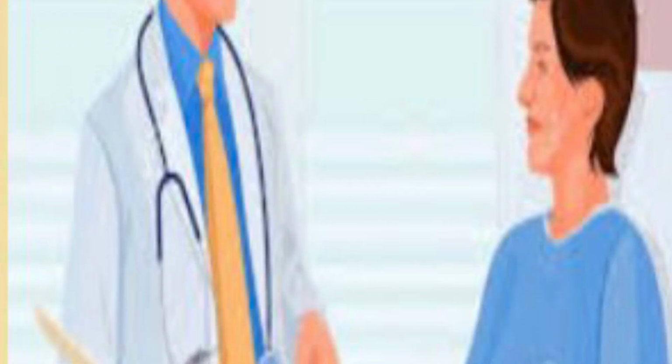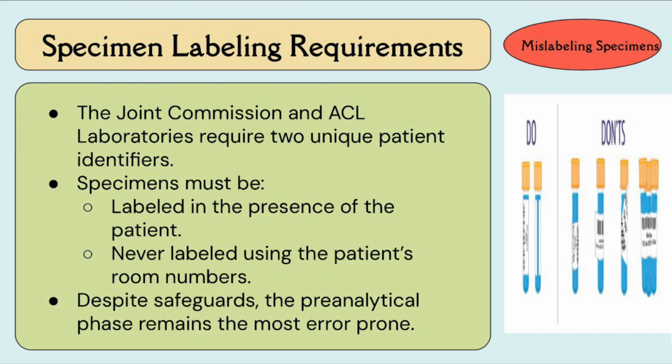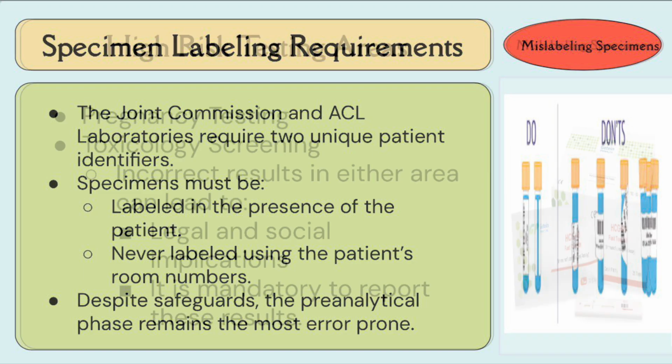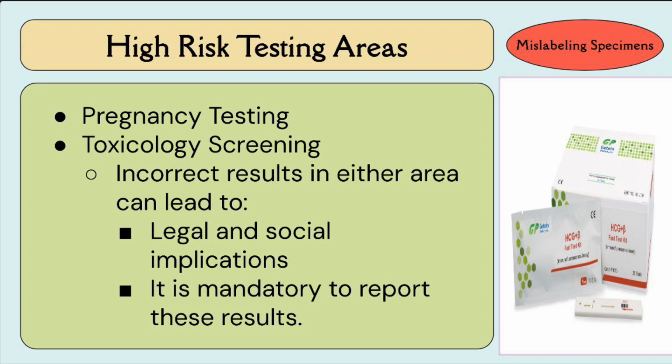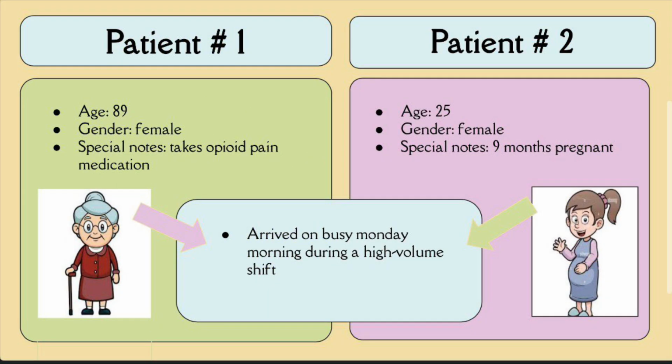Specimens must be labeled in the patient's presence and never with room numbers. Despite these safeguards, the pre-analytical phase remains the most error-prone. High-risk testing areas include pregnancy and toxicology screening. Incorrect results in these areas can lead to legal and social implications, as it is mandatory to report these results. In the case study that we will be covering today, there are two patients, an 89-year-old woman on opioid pain medication and a 25-year-old woman who is 9 months pregnant.